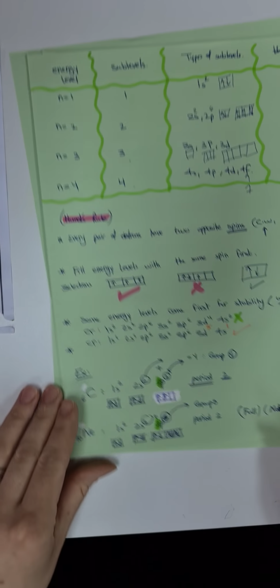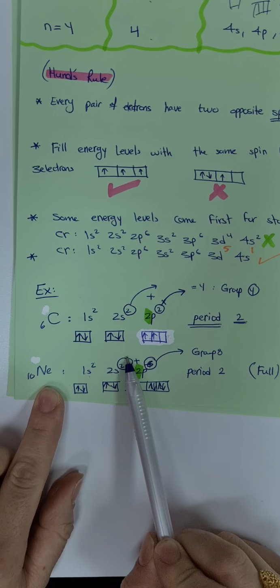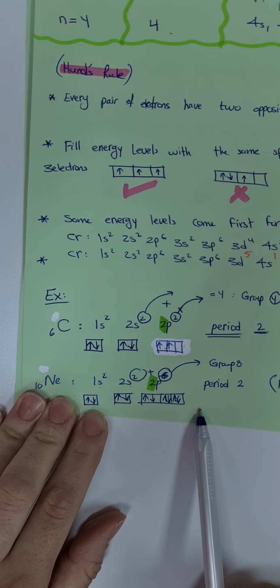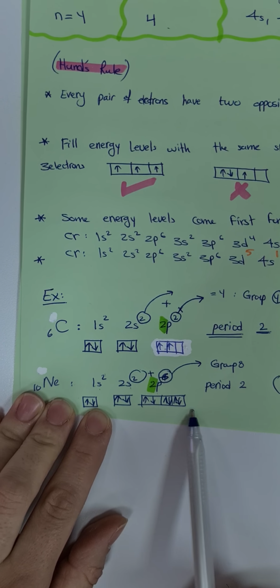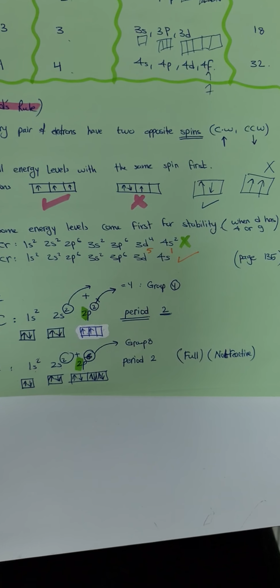Another example: if we take neon, neon is 10, so 1s2, 2s2, 2p6. You will see here that because neon is a noble gas, we don't have empty spaces. No empty spaces means it's stable, and it doesn't need to react.